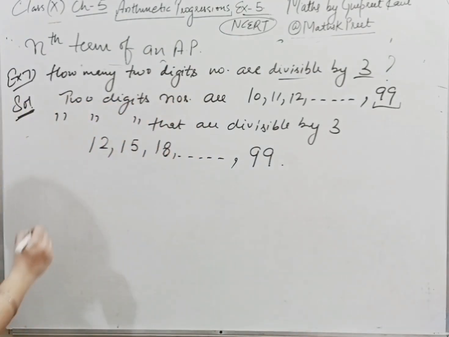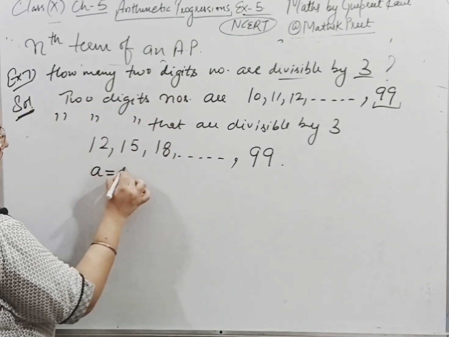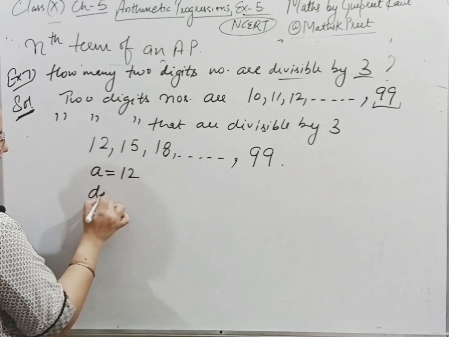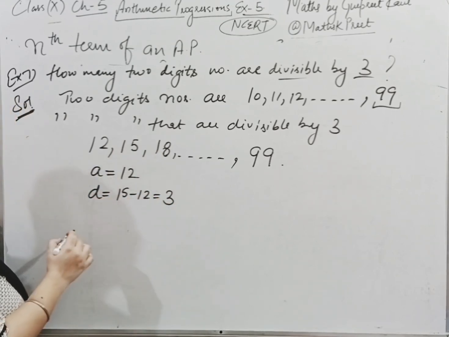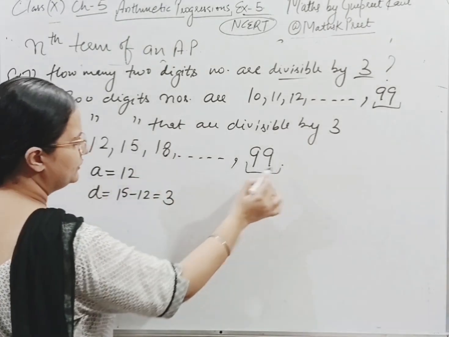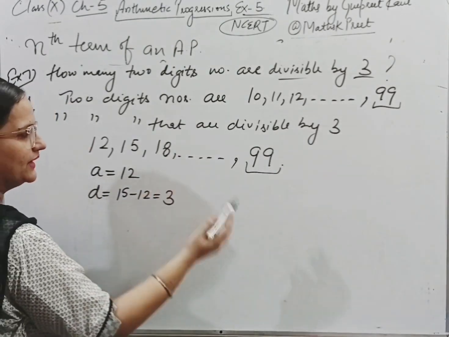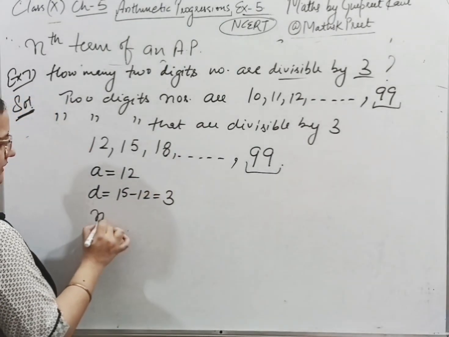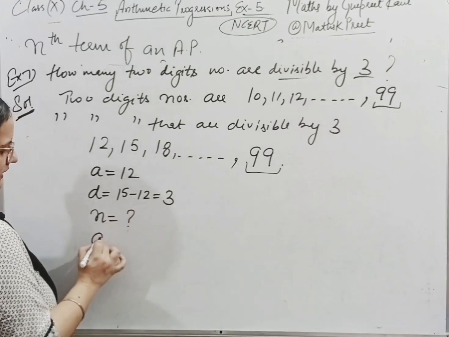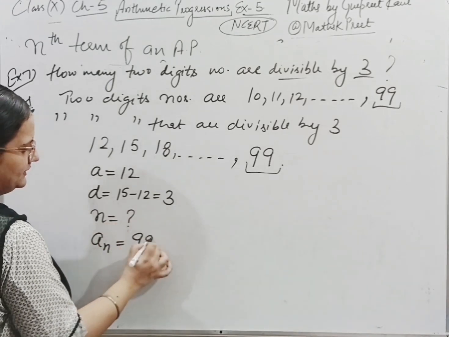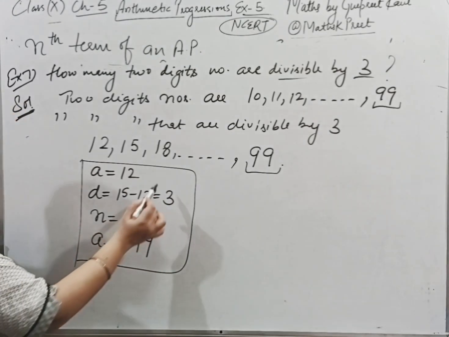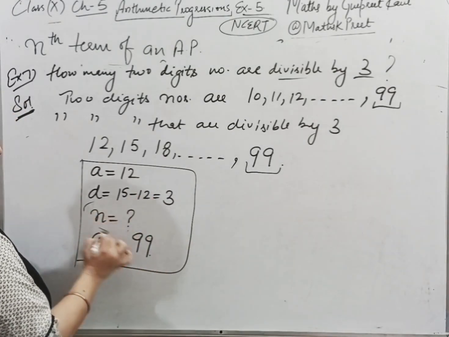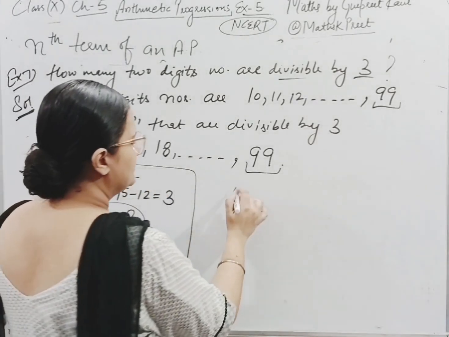Fine. So here a is equal to 12. This is an AP. So d is equal to 15 minus 12, that is equal to 3. And for the last term, we don't know the value of n, but we know the value of an. an is equal to 99 here. These were the 4 things that we use in the formula, and 3 we know, so we have to find the missing one. Clear? So I'll write the formula.